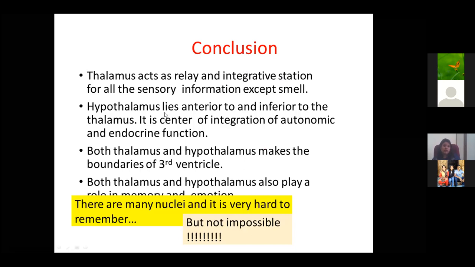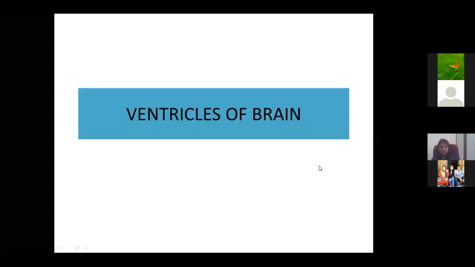The hypothalamus lies anterior to and inferior to the thalamus, and it is the center of integration of autonomic and endocrine function. So both the thalamus and hypothalamus make the boundaries of the third ventricle and play a role in memory and emotion. There are many nuclei and it's very hard to remember but not impossible. Whatever is important to you I have covered. So this is about the thalamus and hypothalamus.